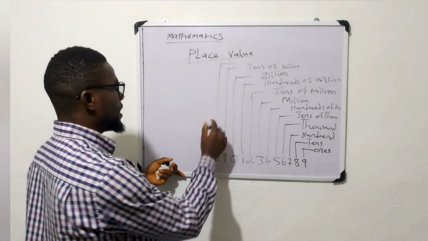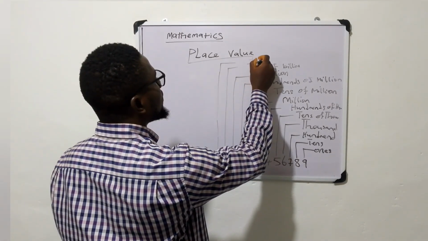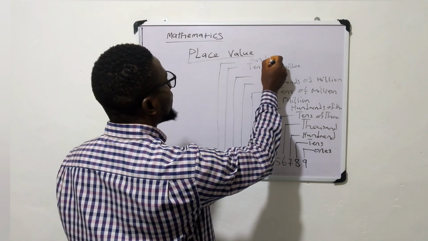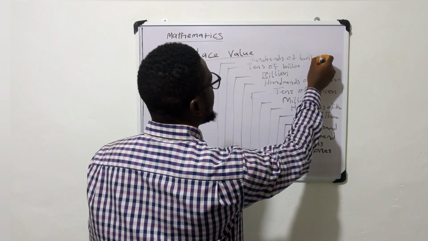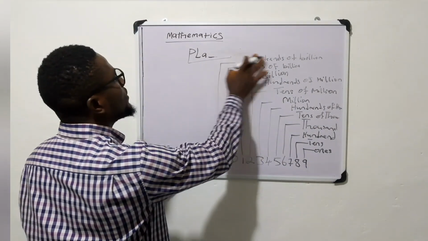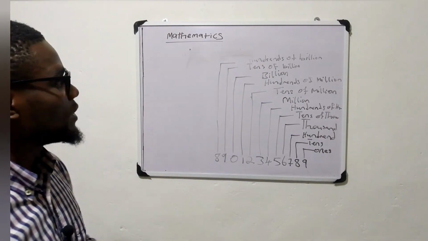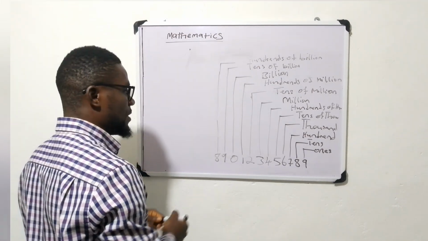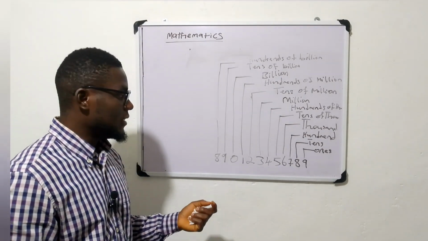Now we have hundreds of billion. Okay, let's clean this and let's just make it to trillion and we stop. You can just choose 2 or 4 or 5, or let's continue.